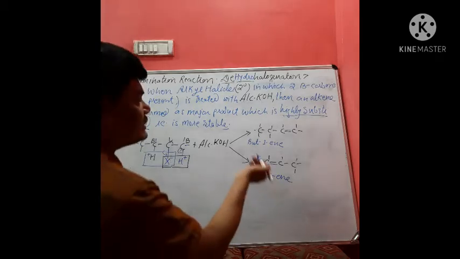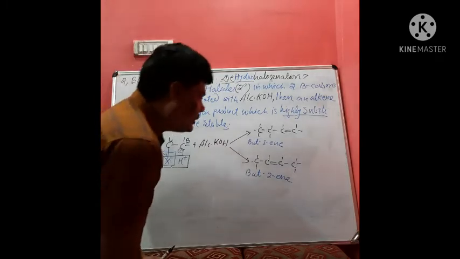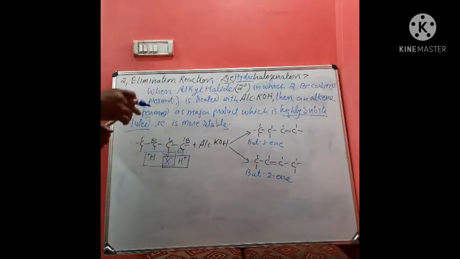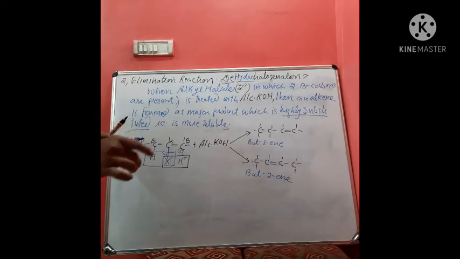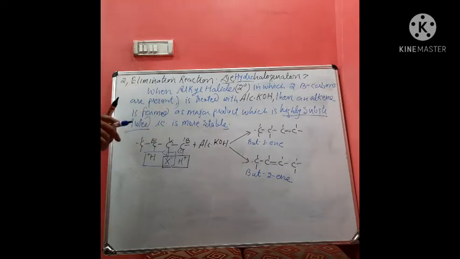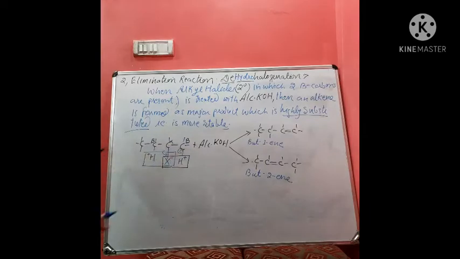Now which compound is more stable out of this one and this one? We know, student, whenever a reaction takes place, the product formed must be stable. If there are two choices, less stable and more stable, then the more stable will become the major one. We have already seen in Markovnikov's rule also. So the one which is more stable will be the major one. So which one is more stable, but-1-ene or but-2-ene?